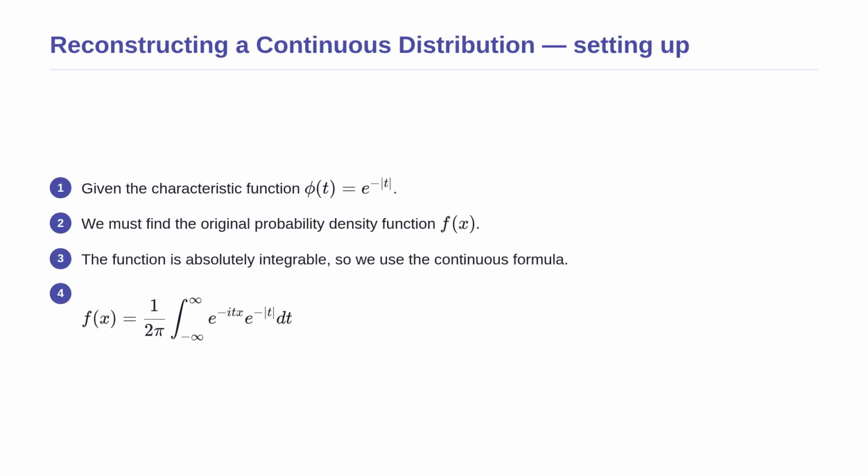Now that we know the rules, let us put the continuous inversion theorem into practice with a real calculation. Suppose you are handed a characteristic function phi of t equals e to the power of negative absolute value of t. You are asked to find the original probability density function that produced this fingerprint. First, we check our condition. We know this function is absolutely integrable because the area under it is finite.